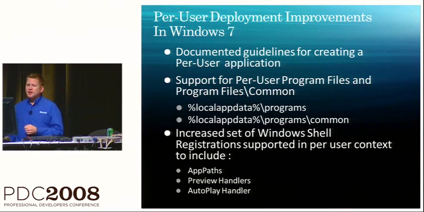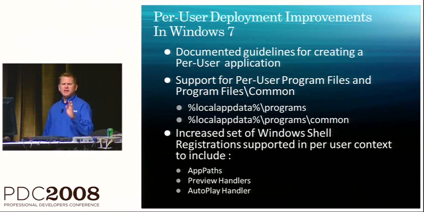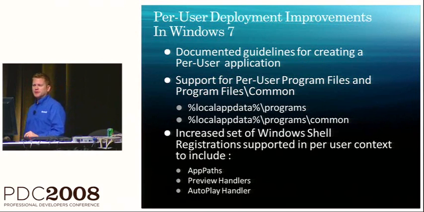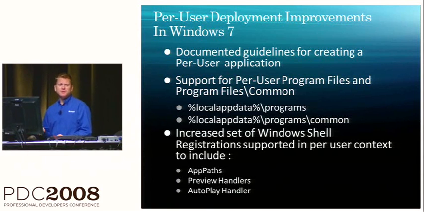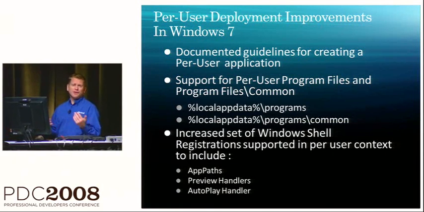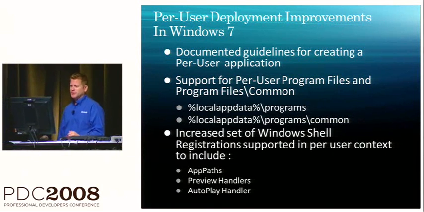So the improvements we're making in Windows 7. I have two slides here. One that talks about the improvements in Windows 7, and then the improvements specifically for the Windows installer. First of all, we're going to have documented guidelines for creating a per-user application. Guidelines about which extension points you can use, how to use Windows installer to install a per-user application, how to use ClickOnce to install a per-user application, which technology is appropriate for whichever scenarios.